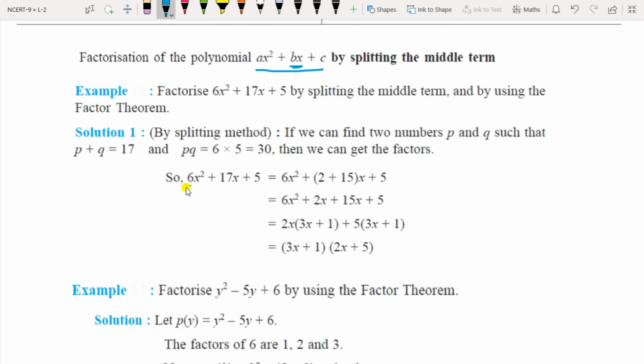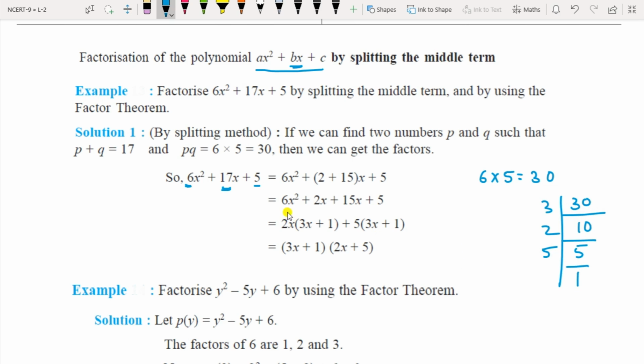So the coefficient of the variable having power 2, you have to take that and the constant, and multiply them: 6 into 5 becomes 30. Now you should take such a table that you get 17 on adding or subtracting. If you can't find it with the table, find it with LCM here. See, this is 30: 3 tens are 30, 2 fives are 10, and 5 ones are 5.